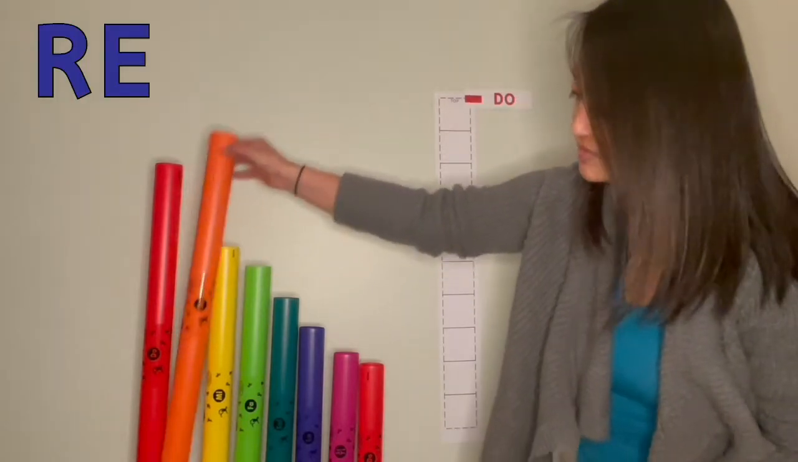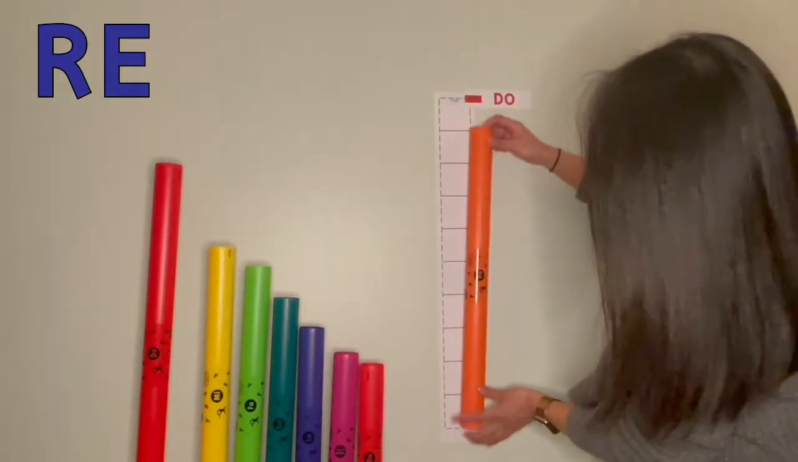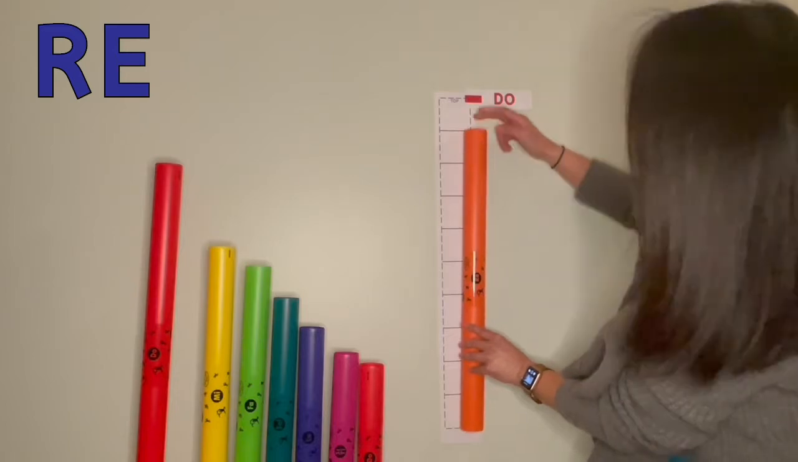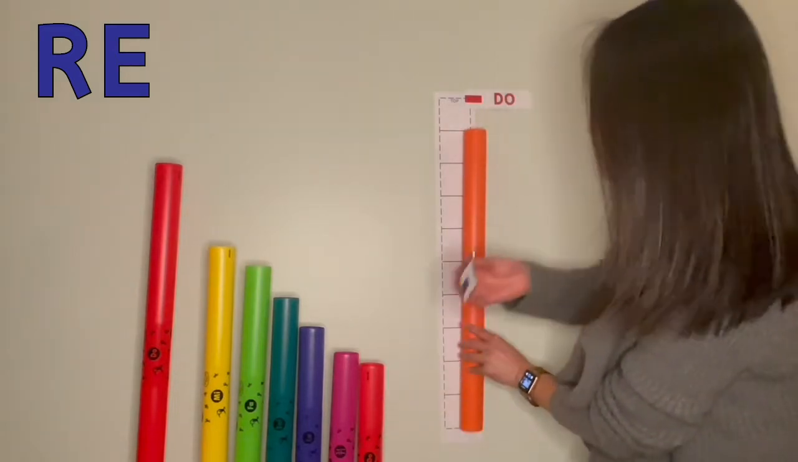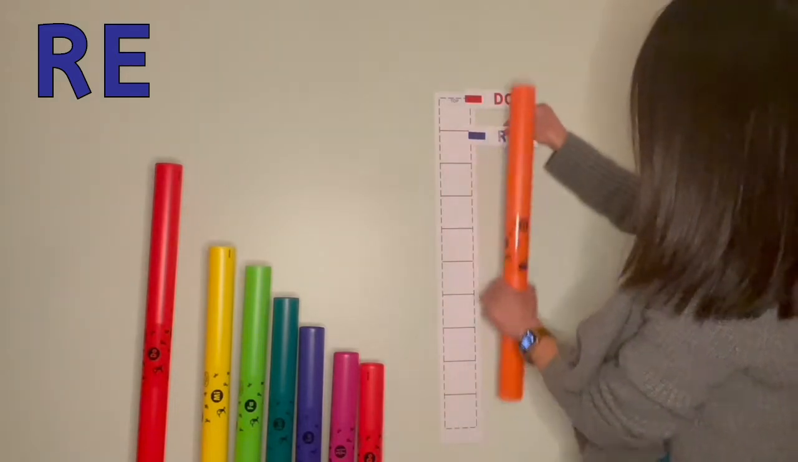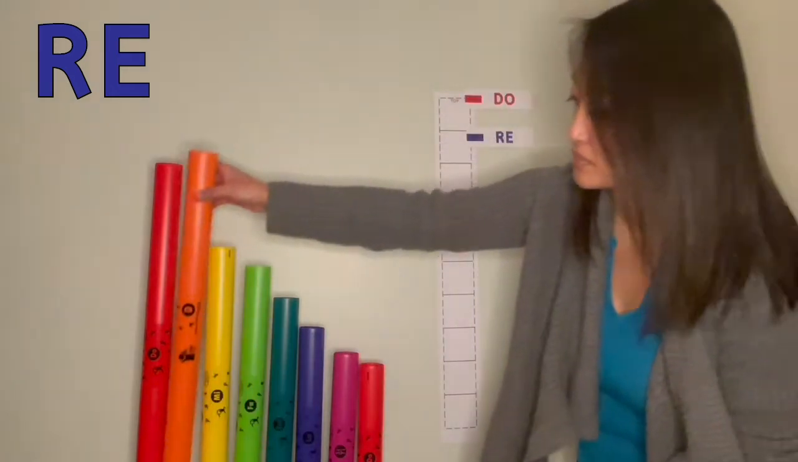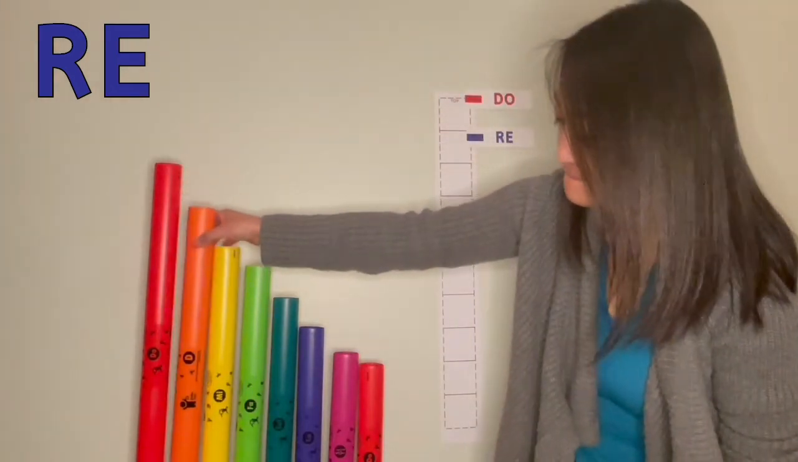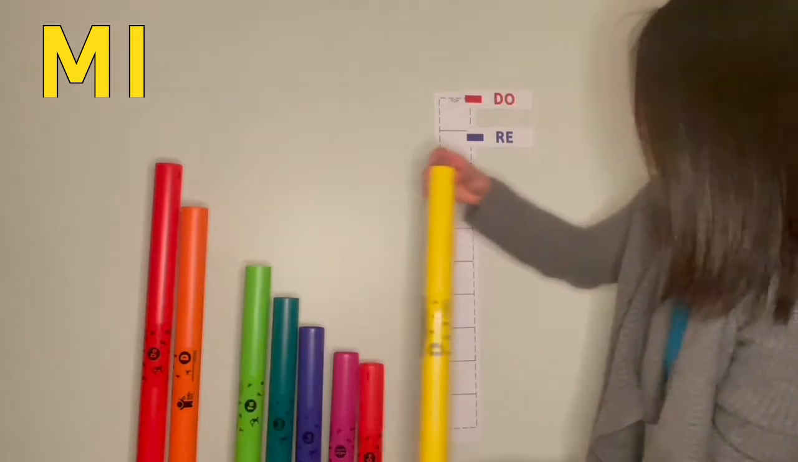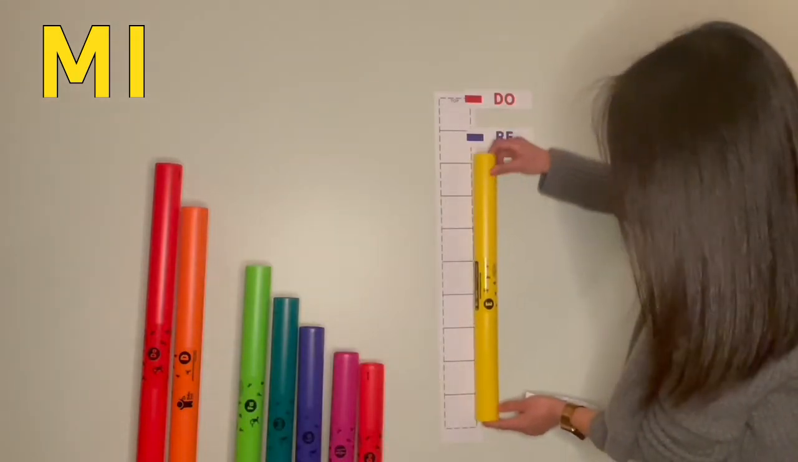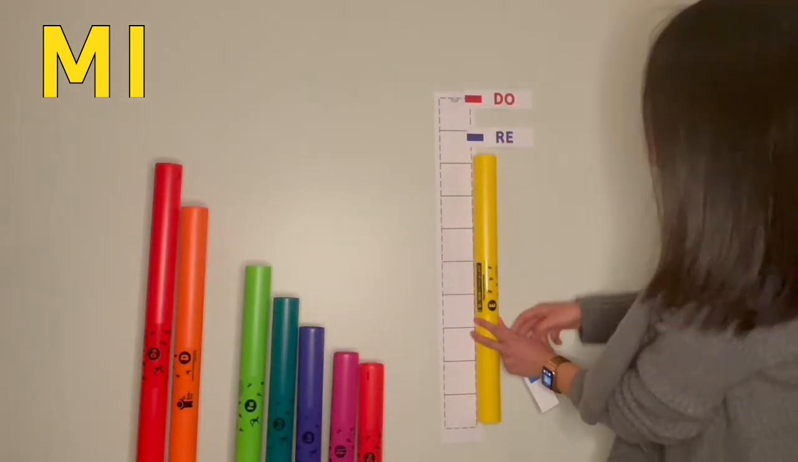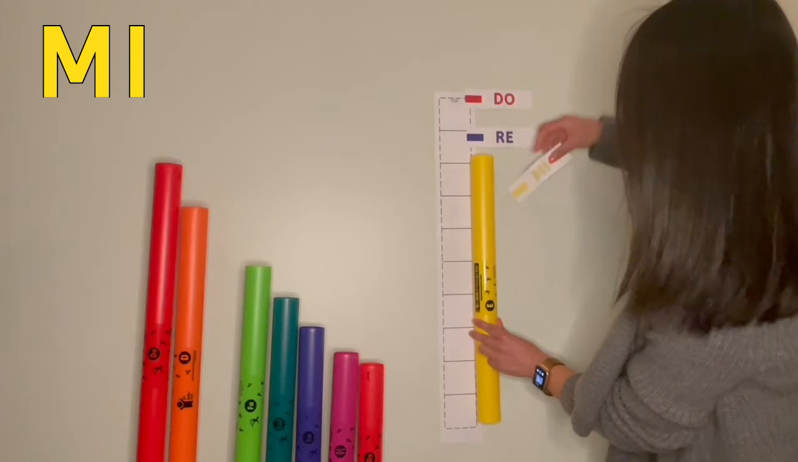Here's re. It goes right about here. Here's mi. It goes right about here.